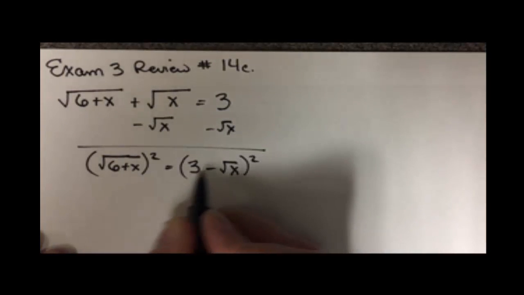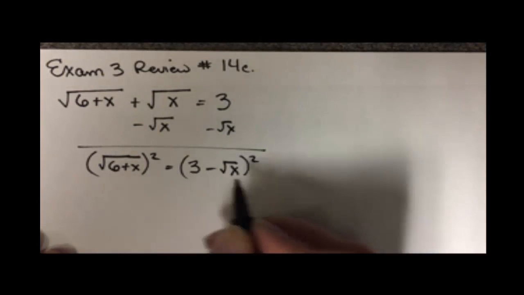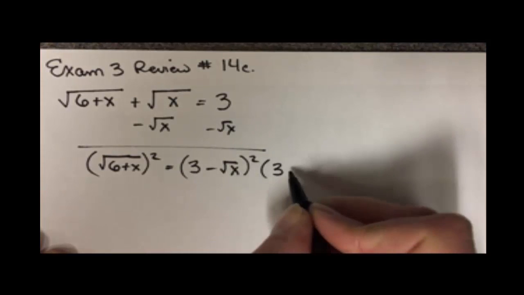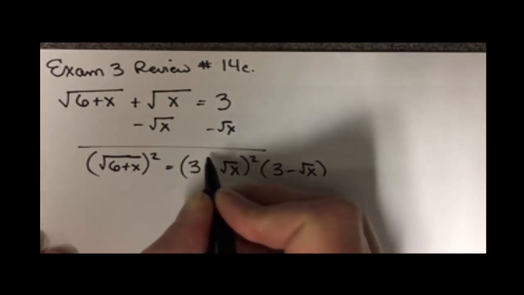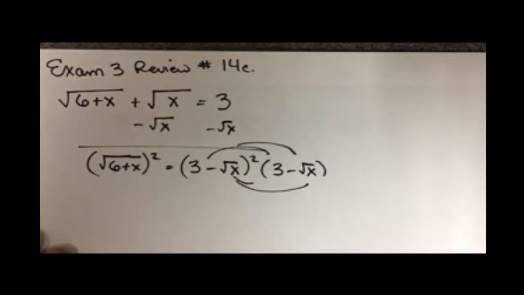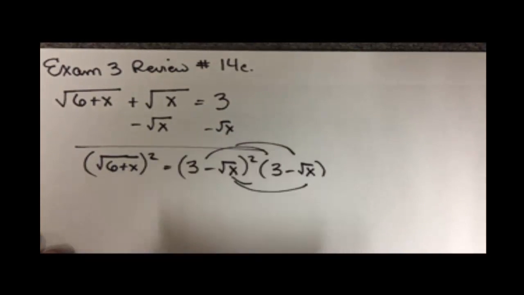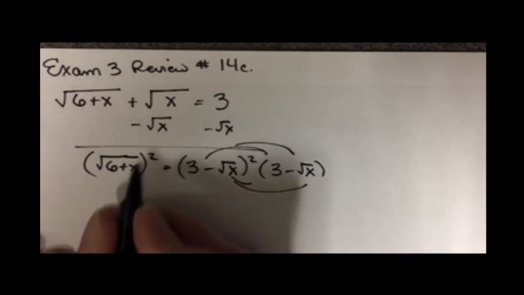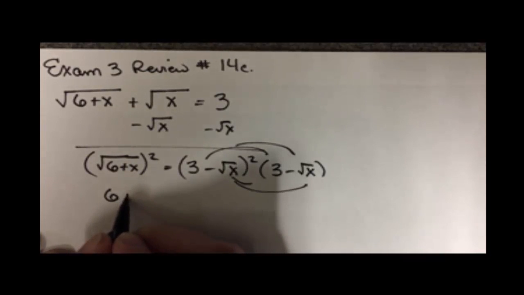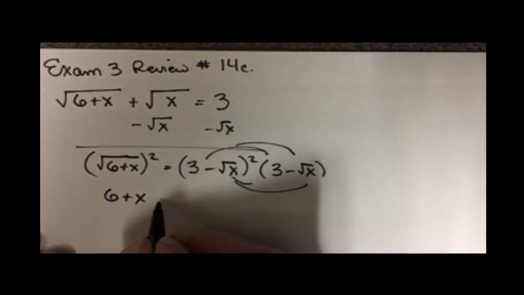Okay, when I square this side, since it's two separate terms, I'm going to go ahead and just copy it over so that I can do my distributive property over here. I'm going to multiply this side all the way out. This side over here, when I square this side, the square root and the square are inverses, so I just get the 6 plus x.